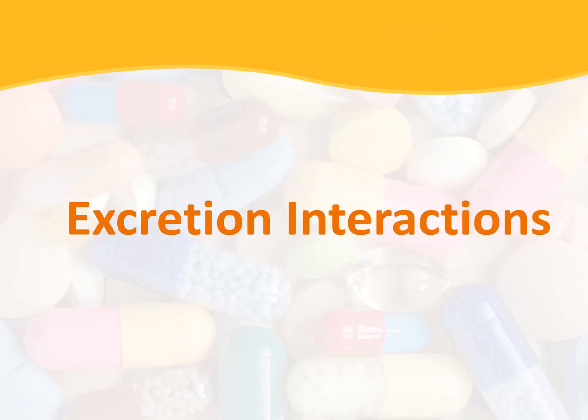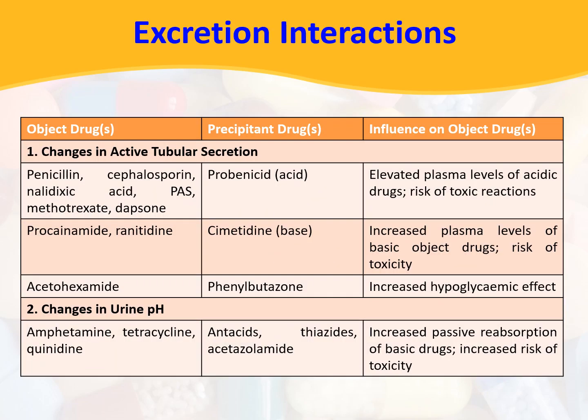Next, coming to excretion interactions. The first mechanism is change in the active tubular secretion. Whenever probenecid is taken along with penicillin, cephalosporin, nalidixic acid, thiazides, methotrexate and dapsone, elevated plasma levels of acidic drugs occur and this leads to increased risk of toxic reactions.